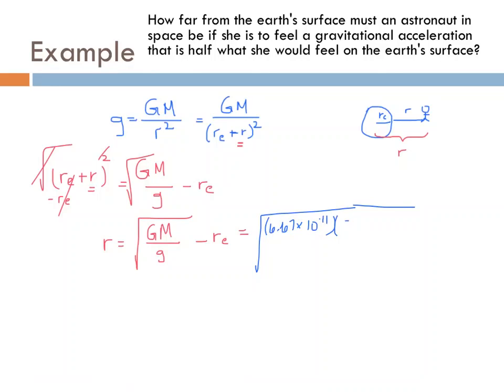These are going to be constants you're going to be given if you need to use them or actually calculate something. They're going to be found on your equation sheet. Little g, again, we want to know when she would feel half of what she would feel on Earth. So if on Earth it's 9.8, we would want her to experience 4.9. And then again, the radius of the Earth is 6.37. All of this information can be found from your equation sheet.